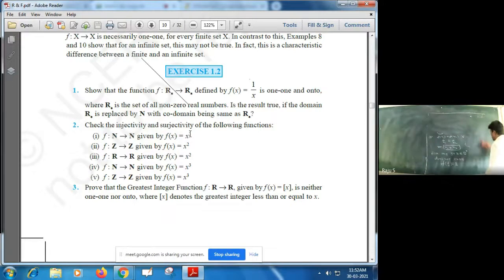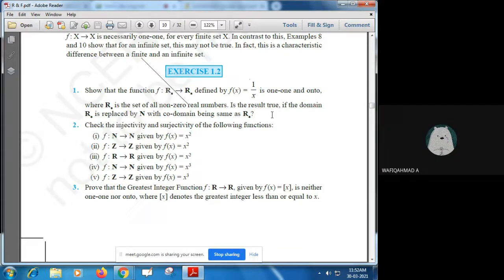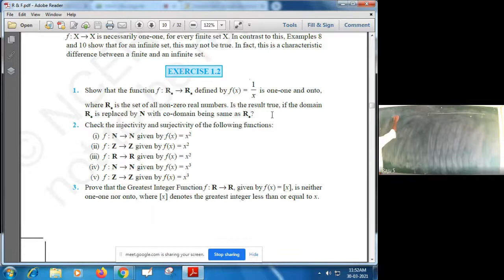I explained very clearly, right? First of all, is it 1-1 from N to N? f of x is equal to x square. Yes, sir. Right. Before that, for objective purposes, we should know about the vertical line test. What does it mean by vertical line test? Why should we use this vertical line test? Then the horizontal line test. So vertical line test and horizontal line test.